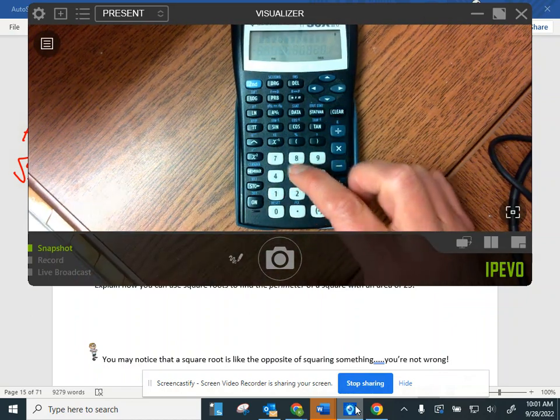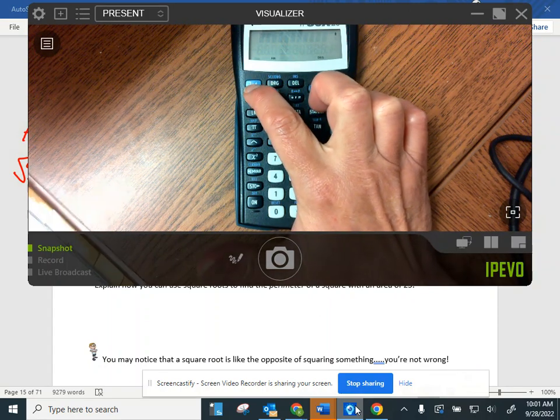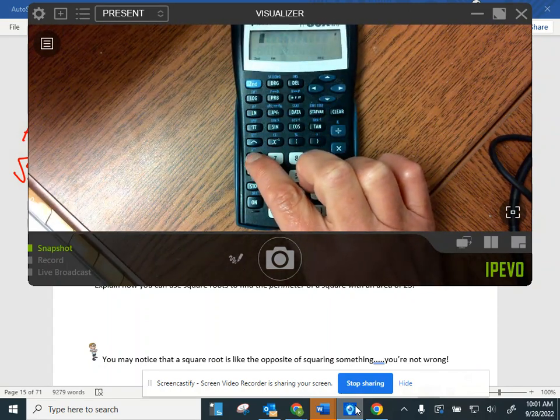Let's do it with our 25. We're going to do the second and go to that little square root symbol.